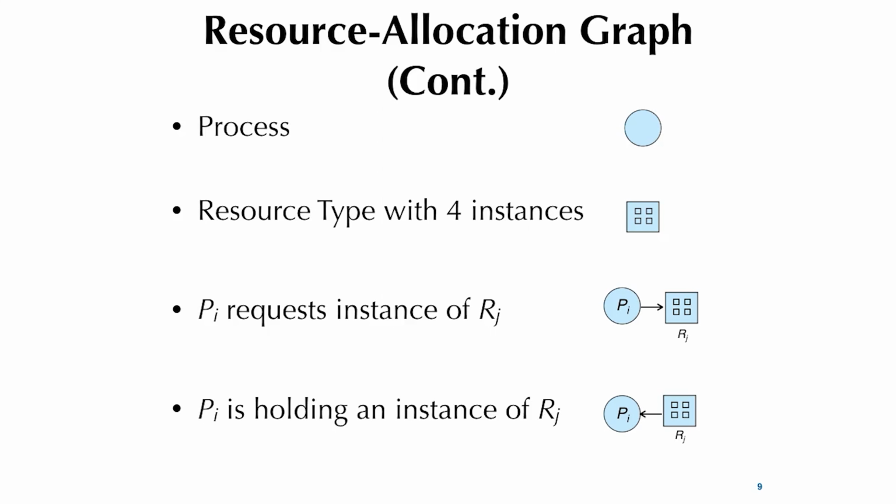So here's an example of a resource allocation graph. There are 3 processes, P1, P2, P3. By the way, this edition of the book calls them threads instead of processes, but they're really using threads and processes interchangeably.